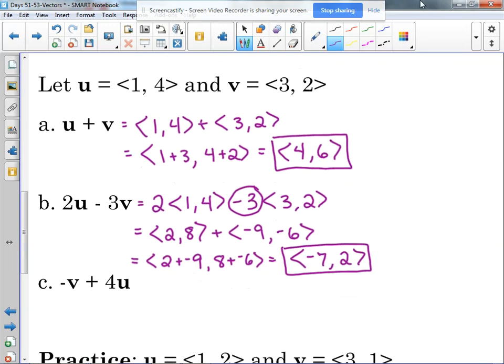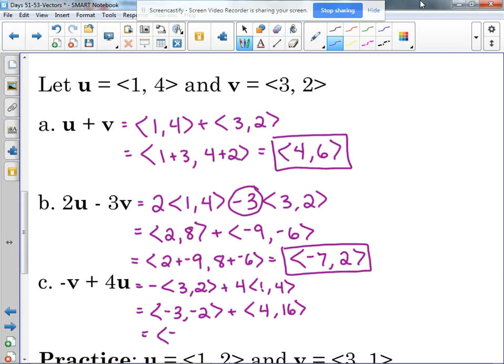All right, one more. Negative v plus 4u. Put a negative in front of the v vector, plus 4 times our u vector. So distribute that negative in there. Negative 3, negative 2, plus 4, 16. So we've got negative 3 plus 4, negative 2 plus 16. Positive 1, positive 14.